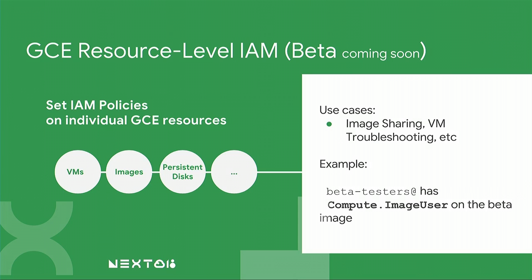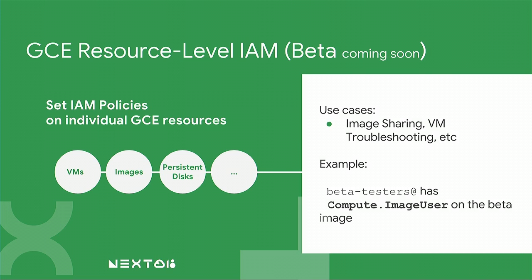For example, a common use case is within an organization, people often like to share images with other developers or different users. Yet, without resource-level IAM, they have to give the image user role for the whole project or above, right? But sometimes you don't want to give them access to all the images, just the production image, right? Before resource-level IAM, what you had to do was create a separate project and only put a particular image in that project, and then grant policies at the project level. That's suboptimal and a lot of management overhead, right?